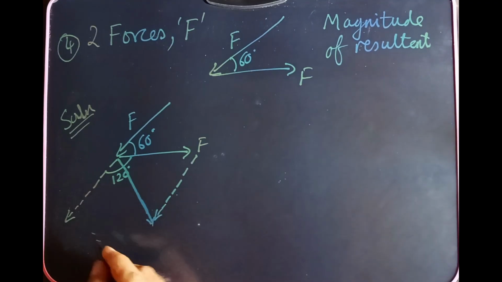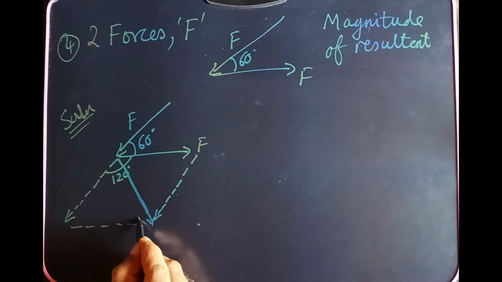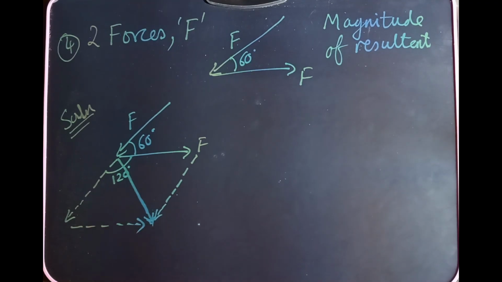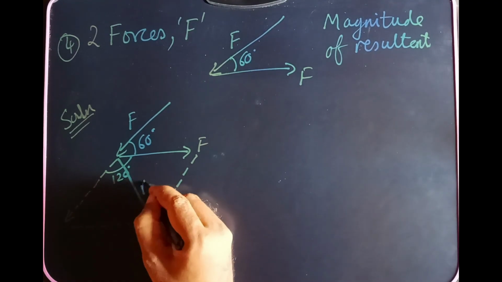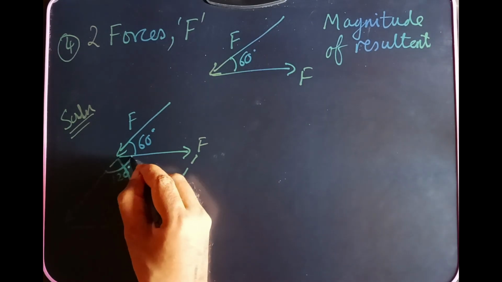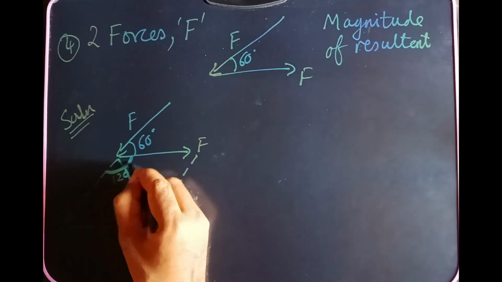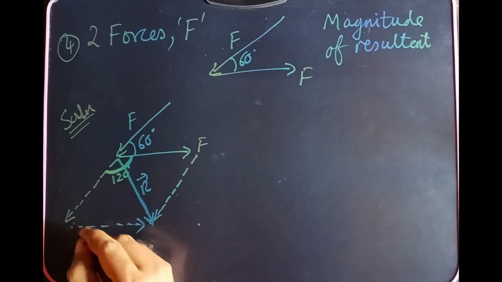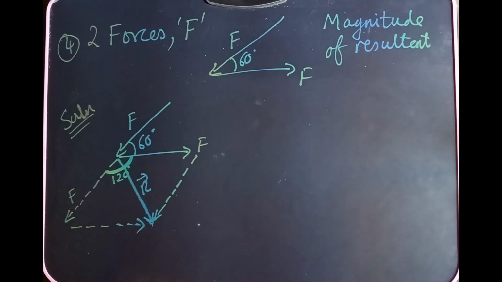This is the parallelogram. If you remember, parallelogram. This will be the resultant, R. So what formula should we use for resultant? This angle is 120 degrees. The angle between the two vectors, this is also F, right? The other vector is also F. It is 120 degrees. So how can we solve here?